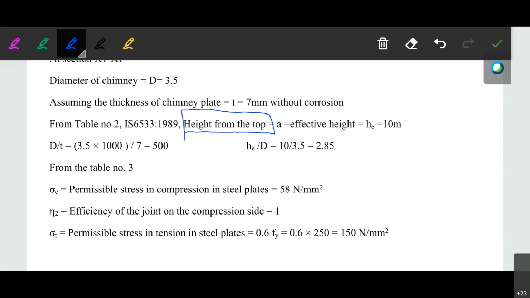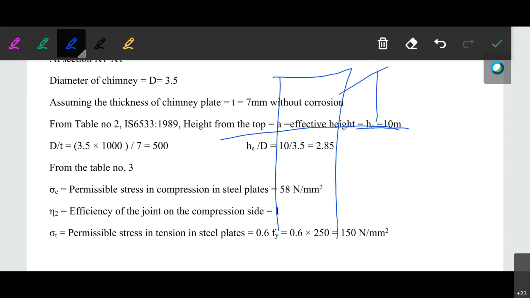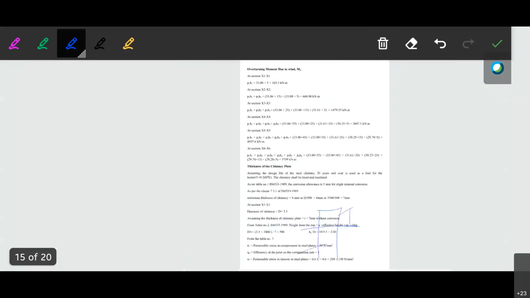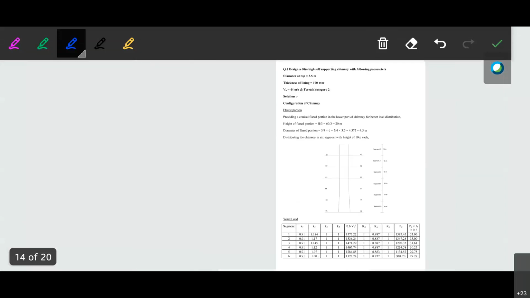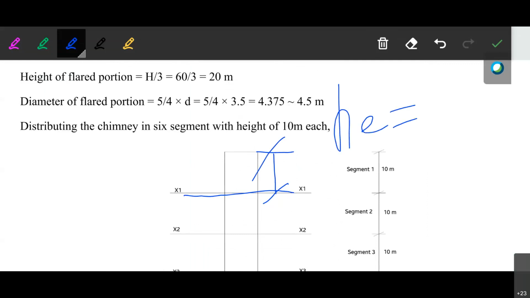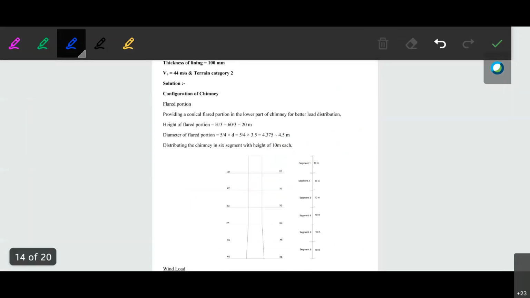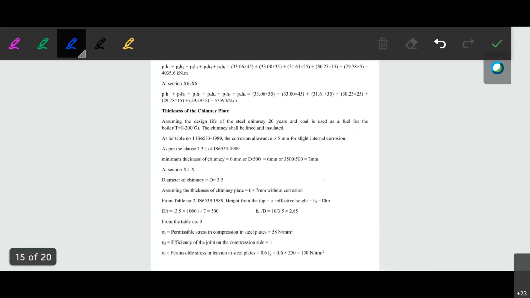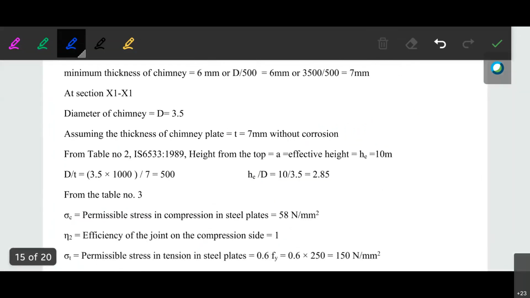For whichever segment it is, the height is measured from the top. So here the section will be at a distance of 10 meter from the top. Therefore the value of he for segment 1 will be equal to 10. So we get both ratios: d by t is 500 and he by d is 2.85.